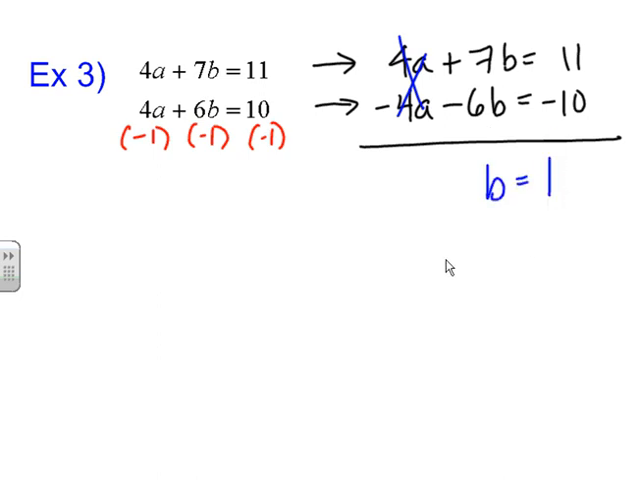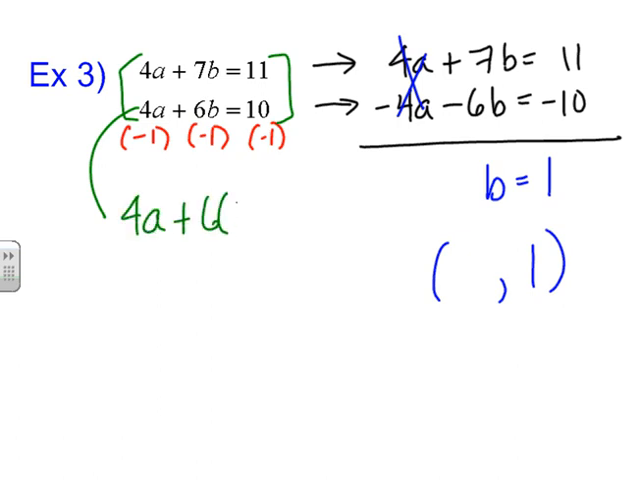Now a and b work the same as x and y, so b would go into the second spot. Then we always go back to the original equations when we want to find the other part of the ordered pair. It doesn't matter which one we take. I'm going to take the bottom one because the numbers are just a tad bit smaller. So 4a plus 6 times 1 equals 10. I'm going to simplify that 6 times 1 to be 6. Then I'm going to subtract 6 from both sides.